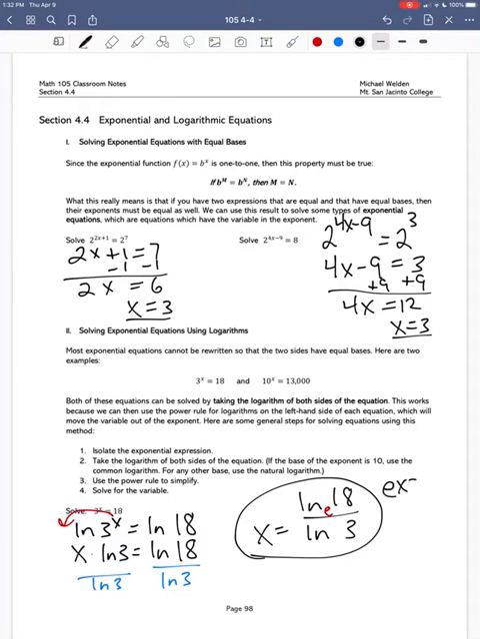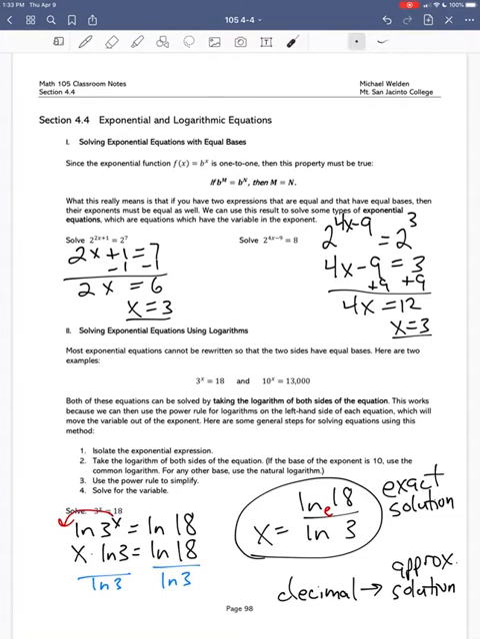This we call an exact solution. If I would go and make this a decimal, then I would call that an approximate solution. Okay, so if we leave it in terms of logarithms like this, that's called exact. If I do it on a calculator and get a decimal, I have to round, and then that becomes an approximate solution.